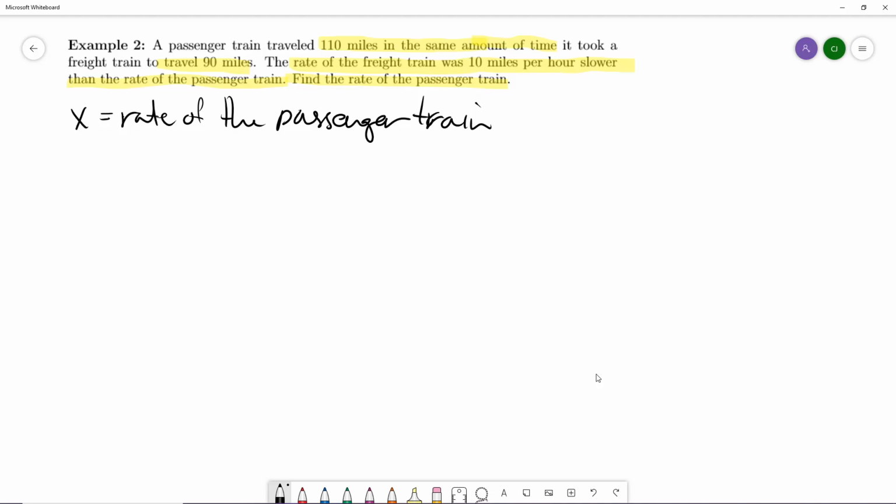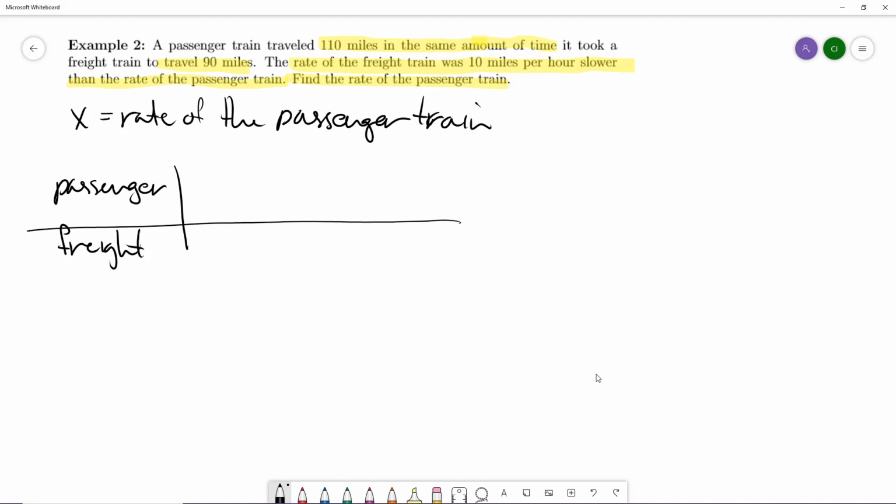So now, how are we going to solve our problem? I'm going to make a table again. What are the two types of trains we're dealing with? We're dealing with passenger trains, and we're also dealing with freight trains. I know this is a distance, rate, time problem because it tells me distance, it tells me rate, and it also talks about time. First, let's talk about the distance. I'm just going to denote it as D. The passenger train traveled 110 miles, and the freight train traveled 90 miles.